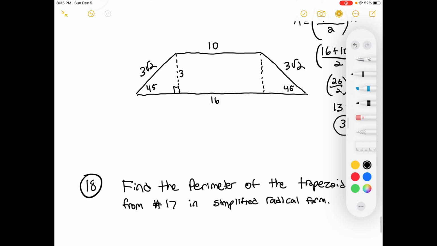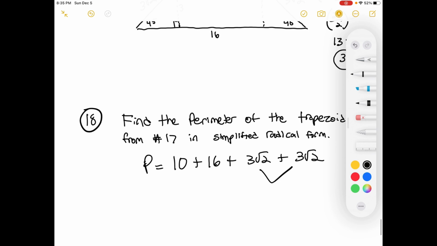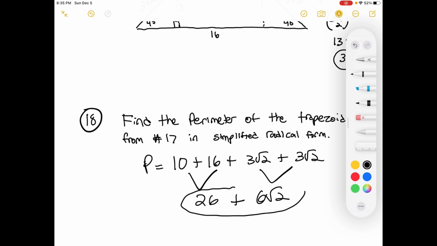So now let's add the sides together. Perimeter, 10 plus 16 plus 3 root 2 plus 3 root 2. Simplified root form, let's combine those. That's 6 root 2. And add those together, we get 26 plus 6 root 2.